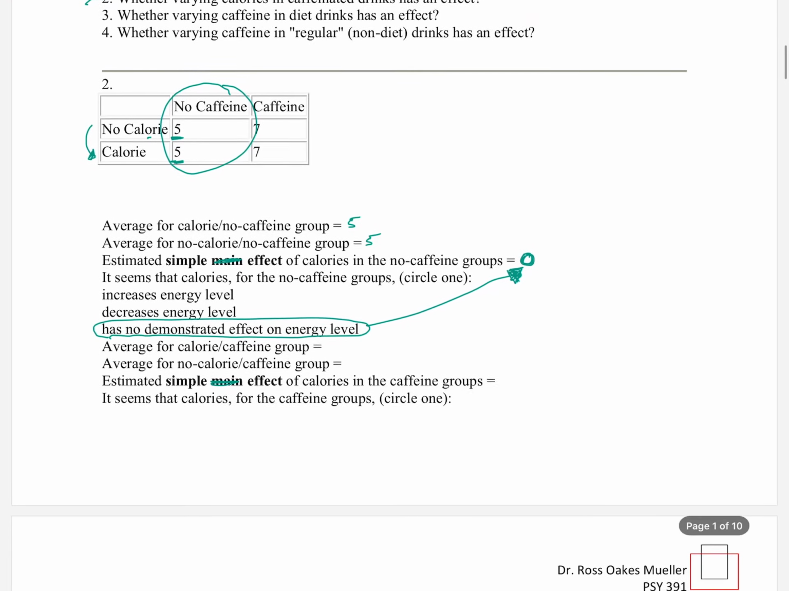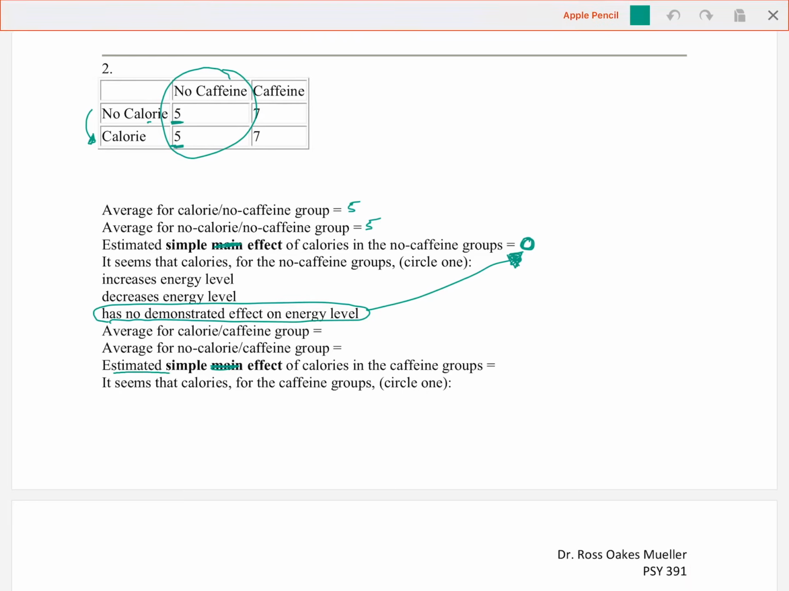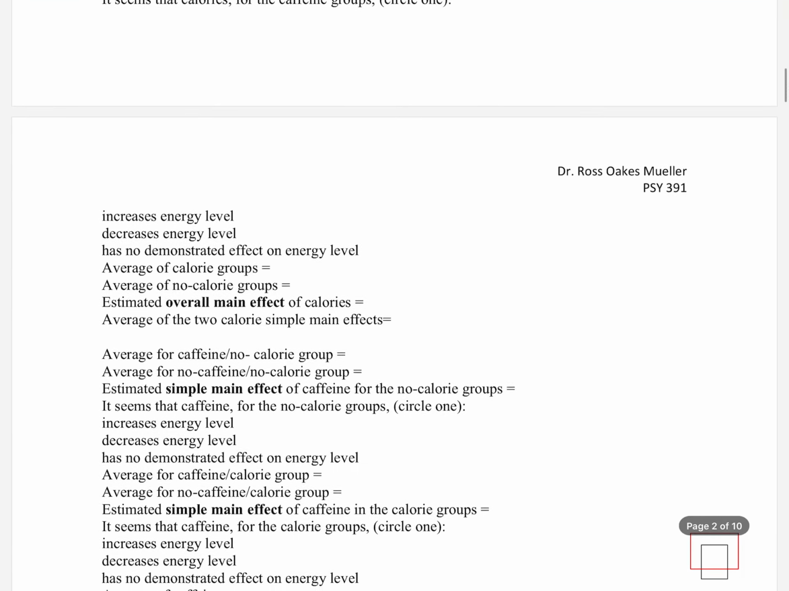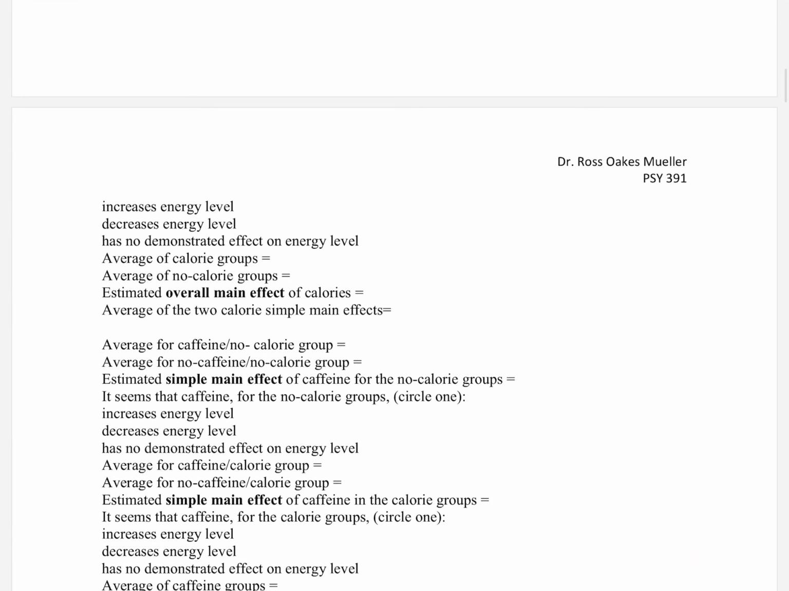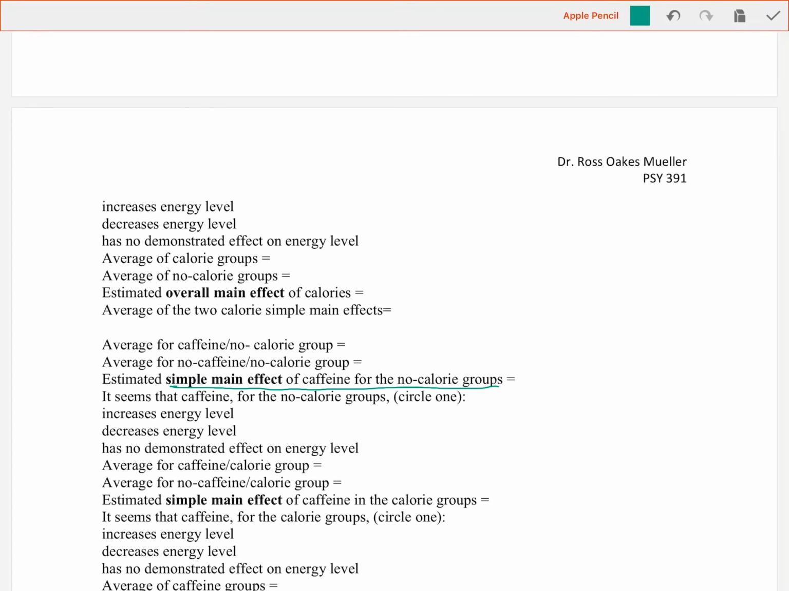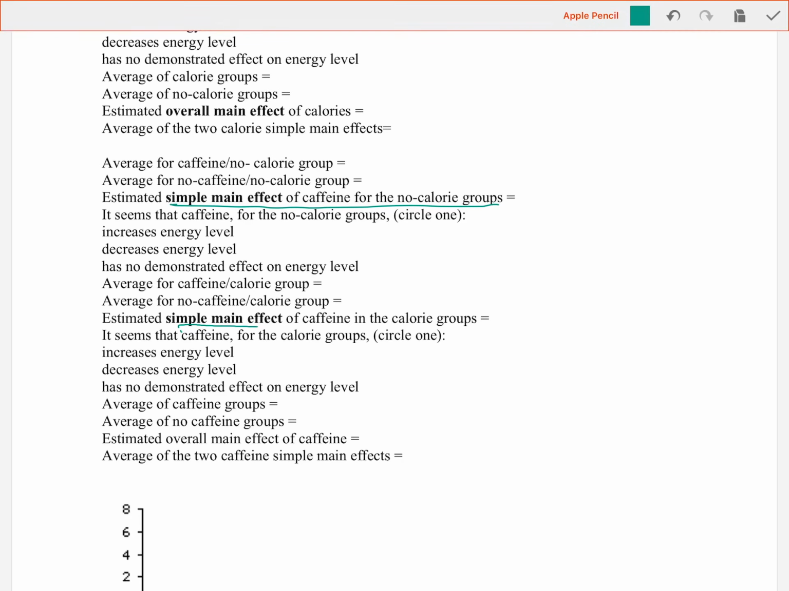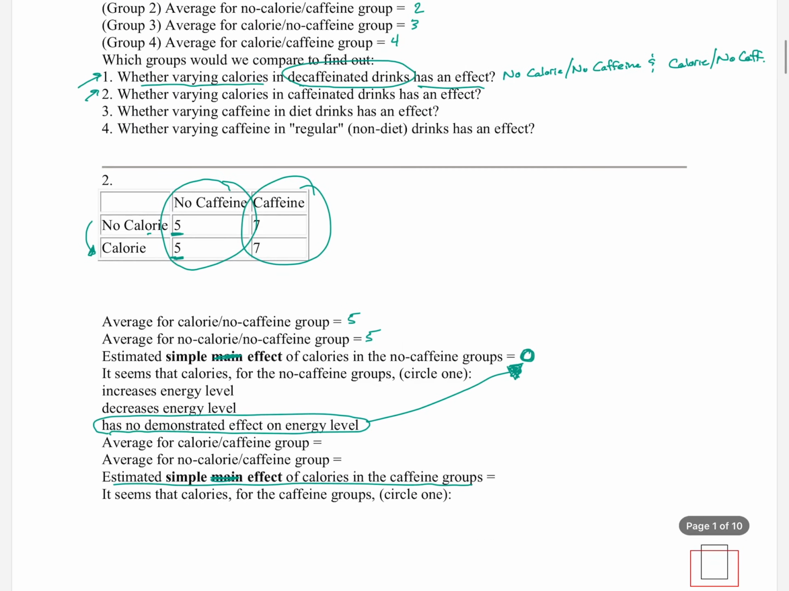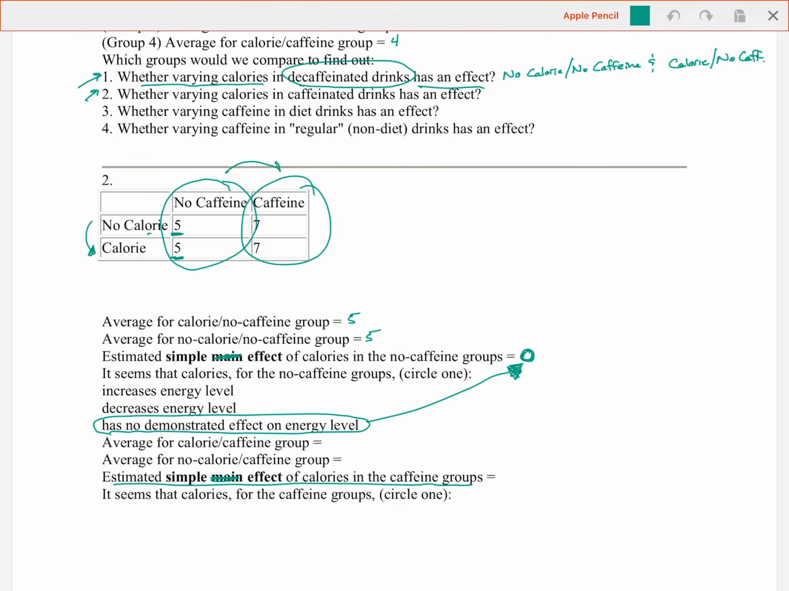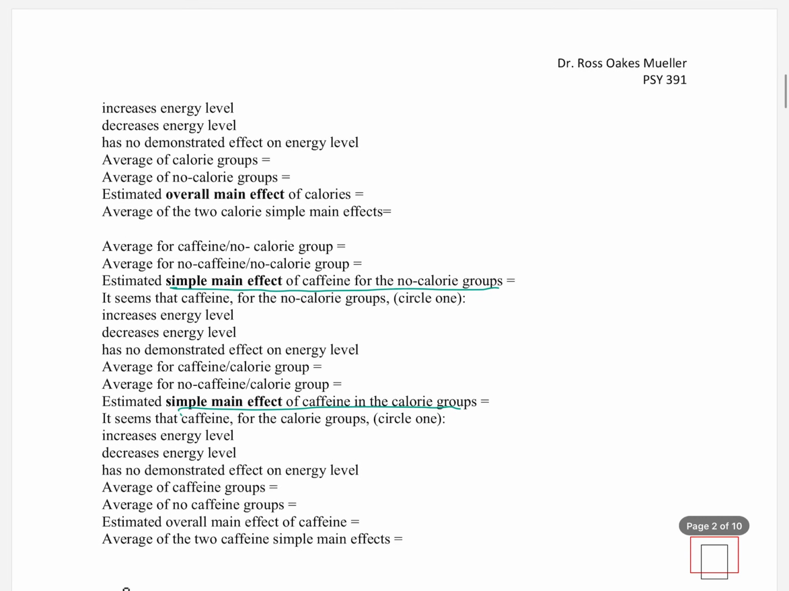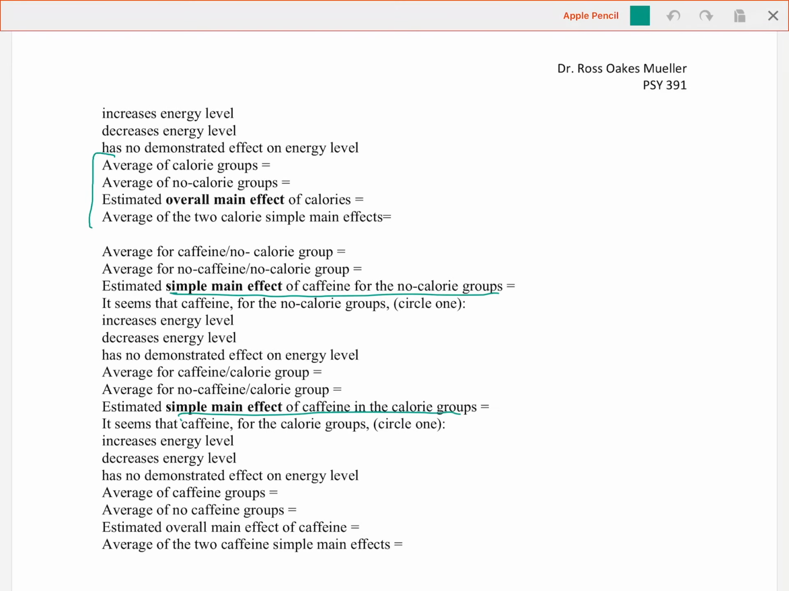So what you're going to do is you'll do the same thing for the simple main effect of calories in the caffeine groups, right? That's over here. You'll do the same thing for the simple main effect of caffeine in the no calorie groups and the simple main effect of caffeine in the calorie group. So here we're going to be moving from no caffeine to caffeine instead of from no calorie to calorie. The last thing you're going to do is you're going to take a look at the overall main effect.